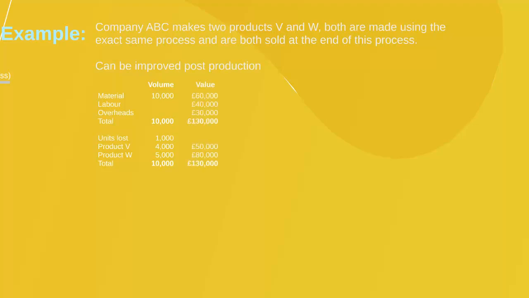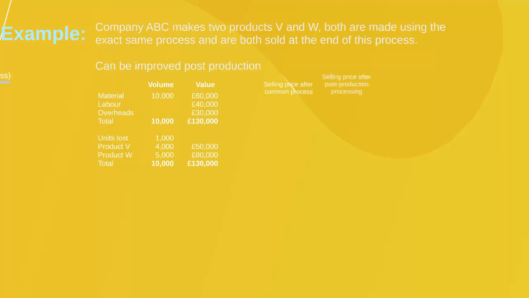So now let's look at the value. So the value of the material, the 10,000 units of material, is £60,000. Labour costs are 40,000. Overheads are 30,000. There's a total cost of 130,000. And these costs are allocated as such: 50,000 to product V and 80,000 to product W.